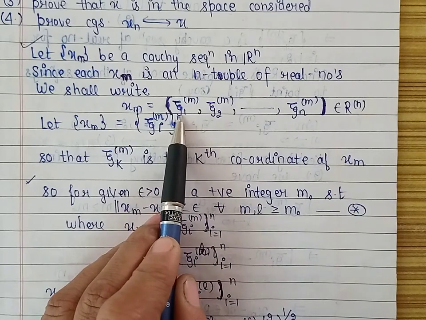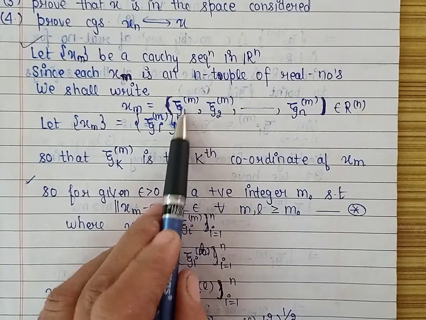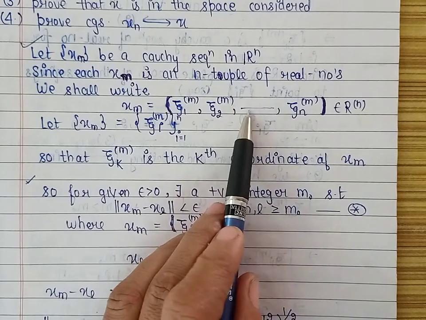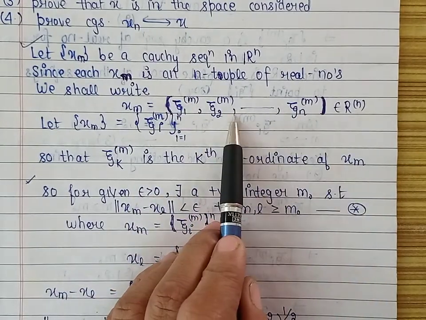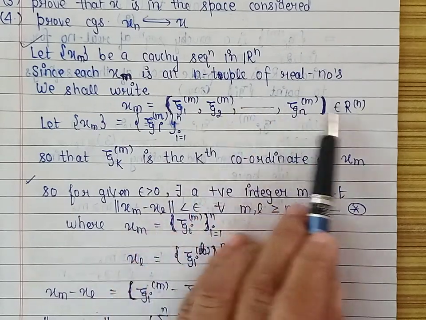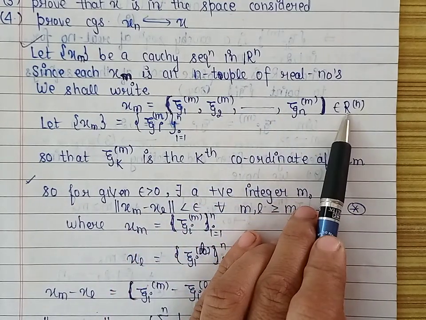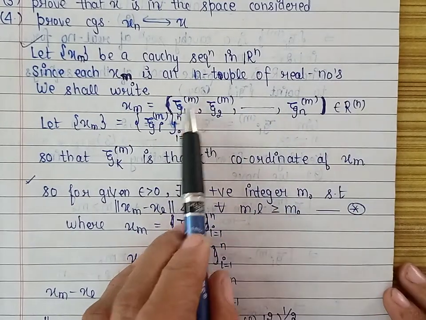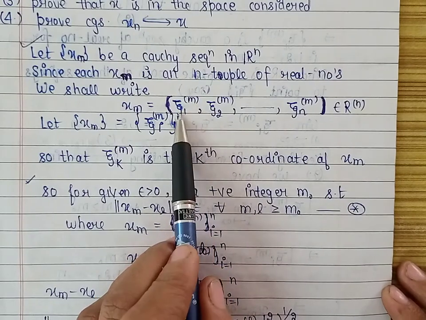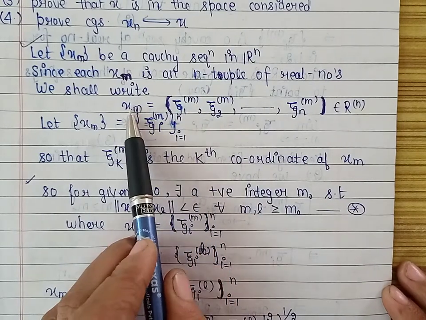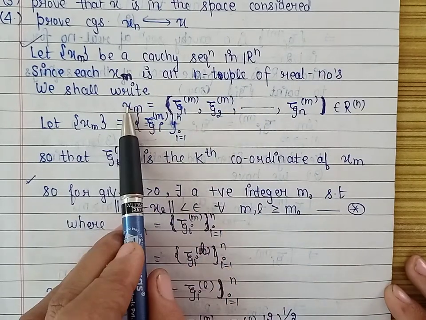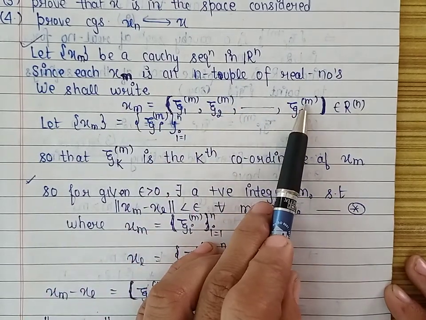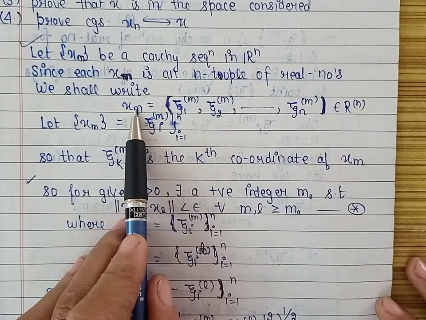Meaning, if we take element xm from this space, it has n coordinates: the first coordinate is x_1m, the second x_2m, and so on, x_nm. So this is an n-tuple of real numbers, and this is an element of the Euclidean space Rn. Here x_1m means the first coordinate of xm, x_2m means the second coordinate of xm, x_nm means the nth coordinate of xm.